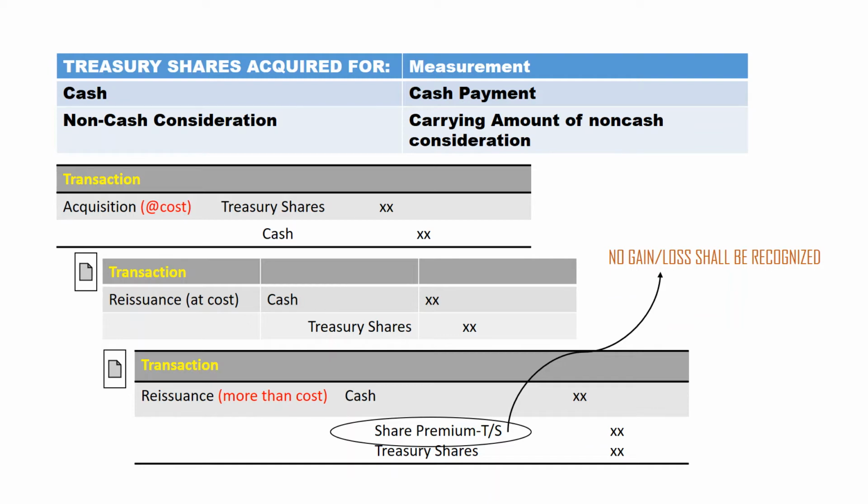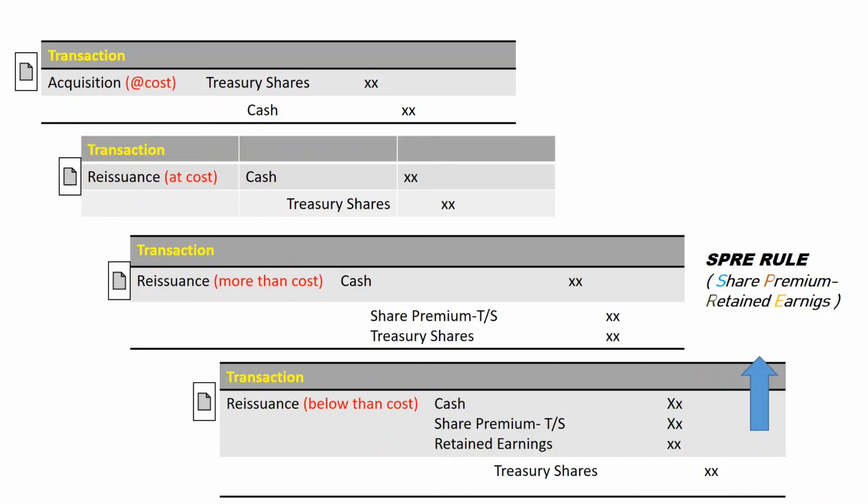Remember that no gain or loss shall be recognized on the treasury shares of the same class. And when the balance of the share premium from treasury shares is not enough, it is charged to retained earnings.